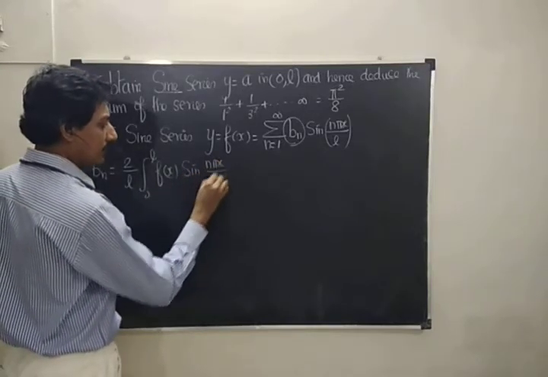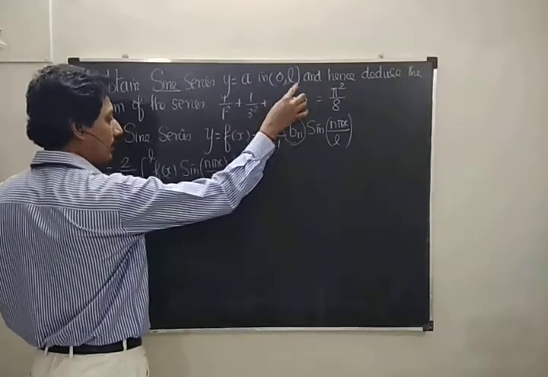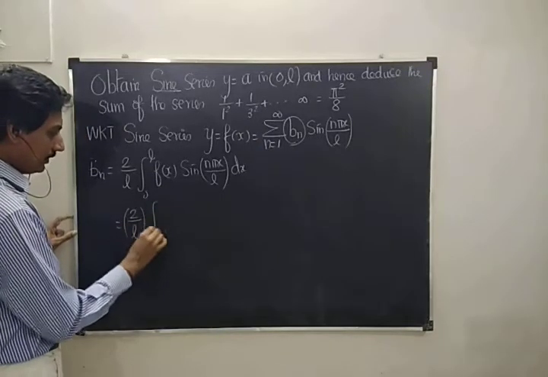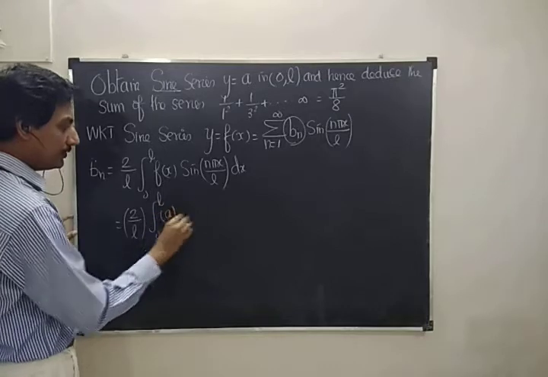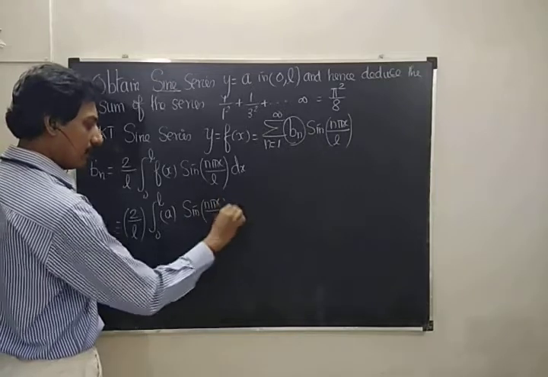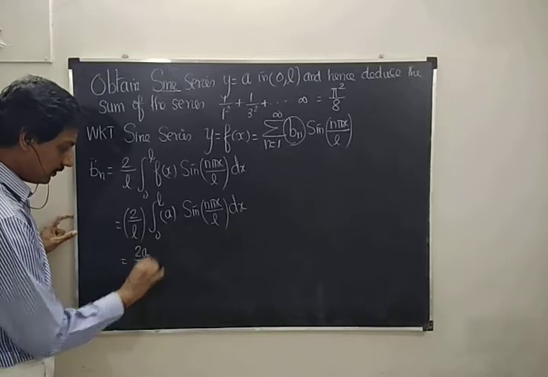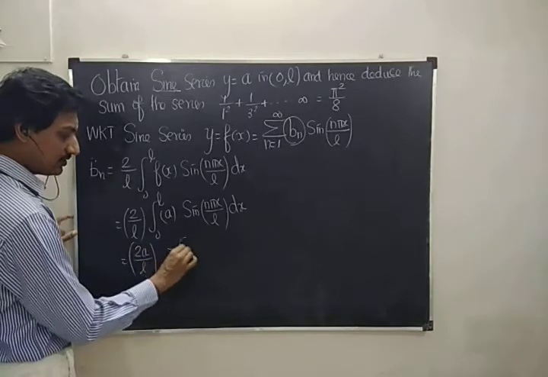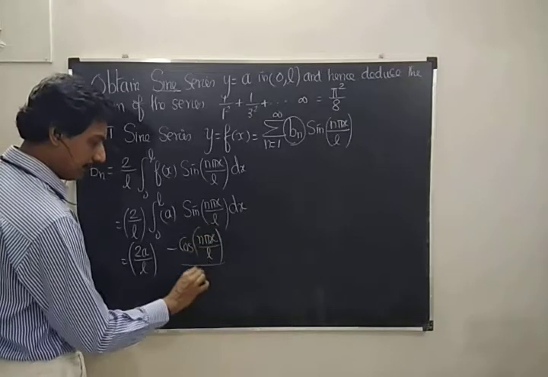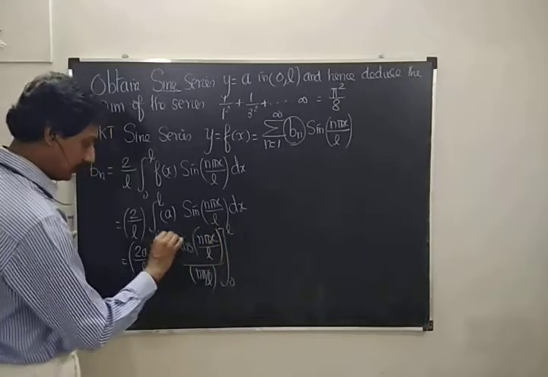Is that right? What is my function here? My function is a constant over the interval 0 to L. So it is very easy for us. So it is 2 by L integral 0 to L a into sin n pi x by L into dx. So a is the constant, isn't it? A is a constant, so let's take the a outside: 2a by L. Sin integration is, as we know, minus cos n pi x by L divided by n pi by L, isn't it? Substitute the limit for x equal to 0 to L.